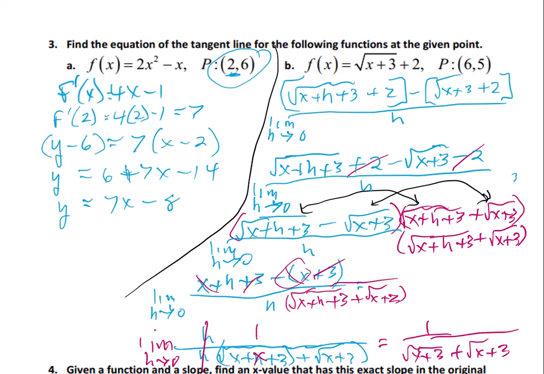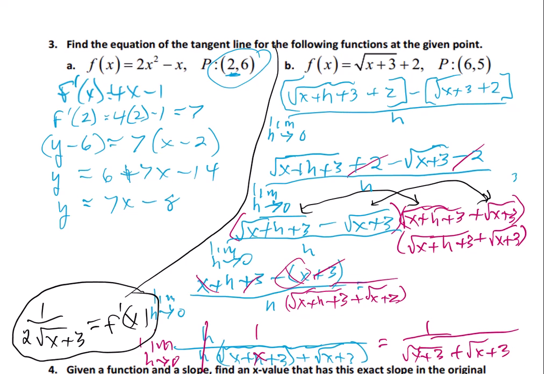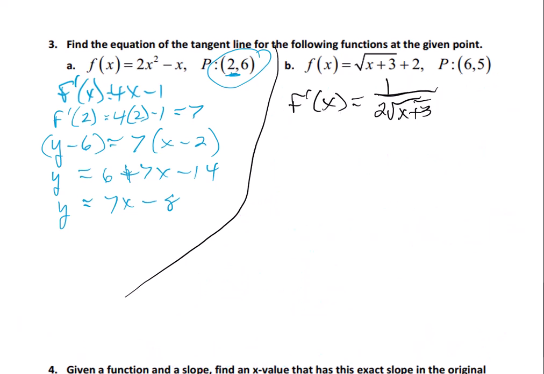Said another way, let me come over here, it's going to be 1 over 2 times the square root of x plus 3. That's my f prime of x. Can't say that wasn't fun. Okay, so let's hold on to that for a second and erase some of the other stuff. Okay, so clean it up a little bit. We've got f prime of x equals 1 over 2 times the square root of x plus 3.